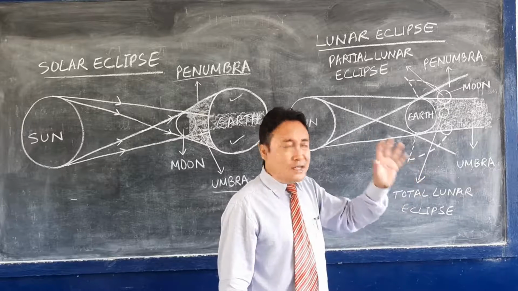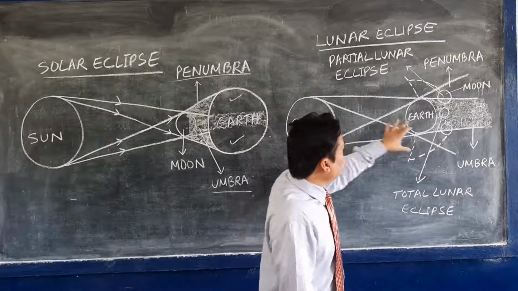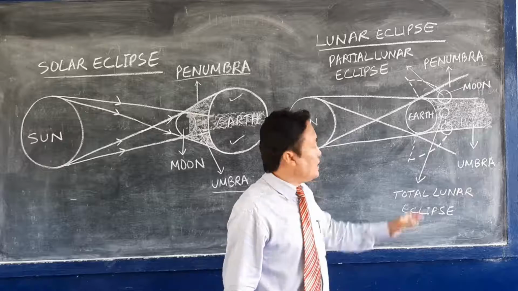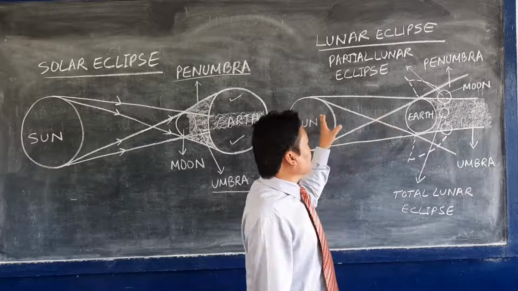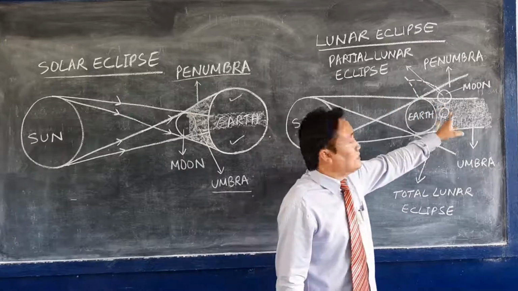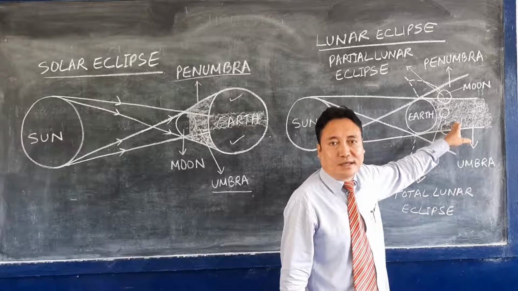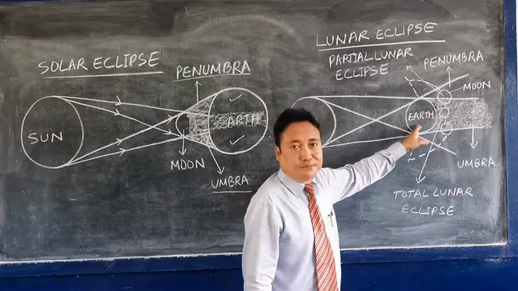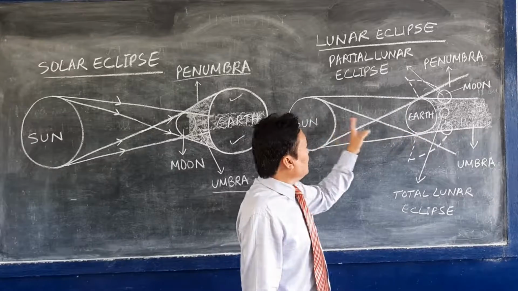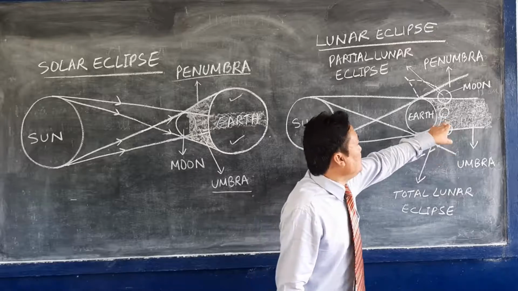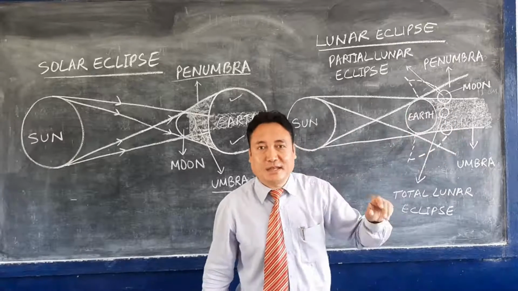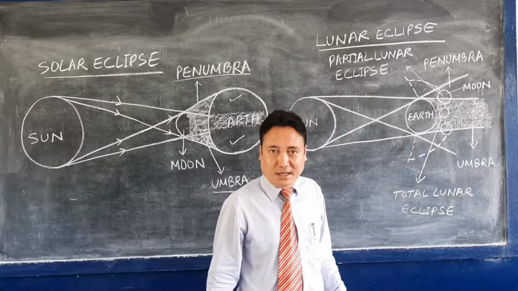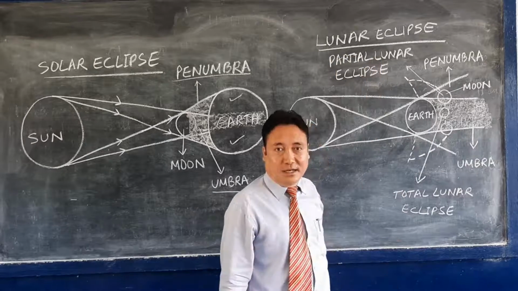But sometimes the sun, moon and the earth lie on a straight line. The moon does not have its own light; it gets the light from the sun. But when the earth comes between the sun and the moon, the moon will not be able to receive the light, and we won't be able to see the moonlight. So that we call a lunar eclipse.